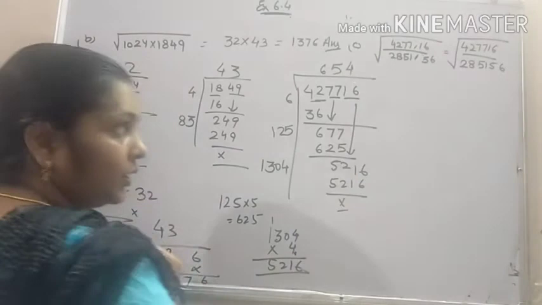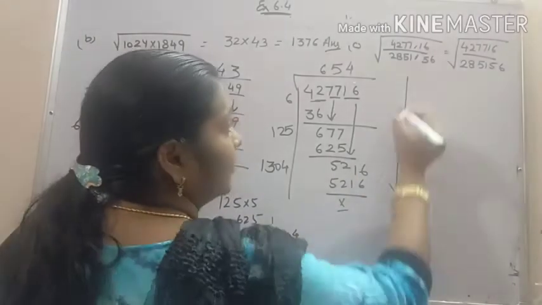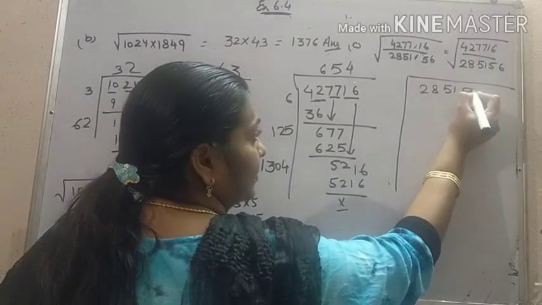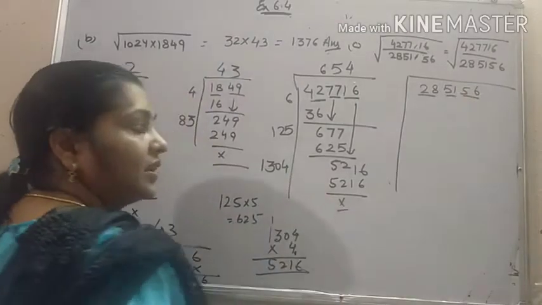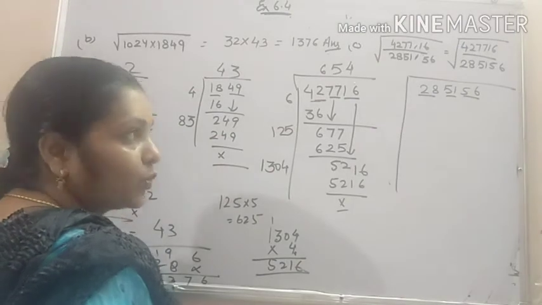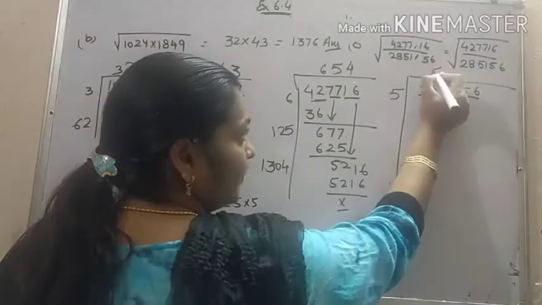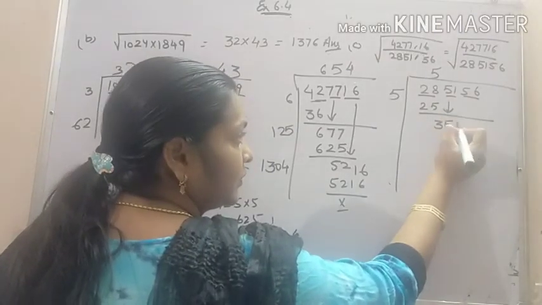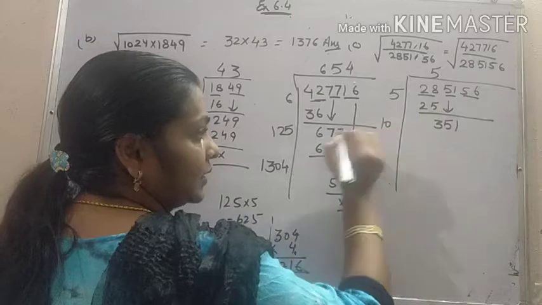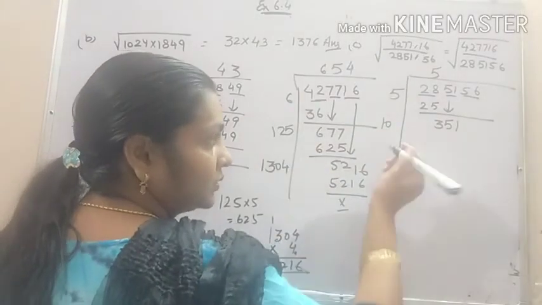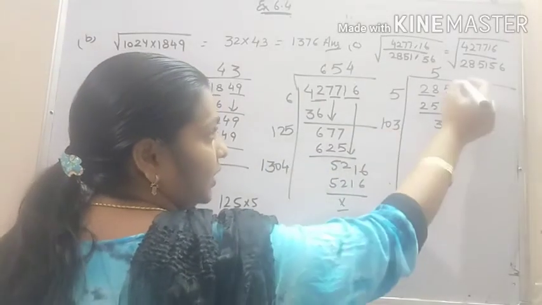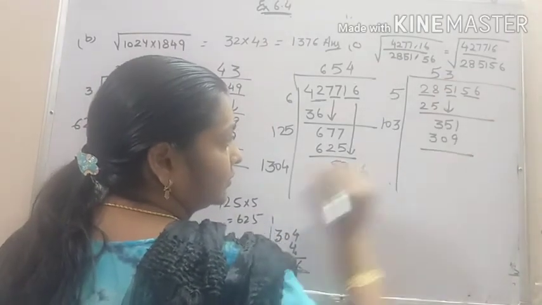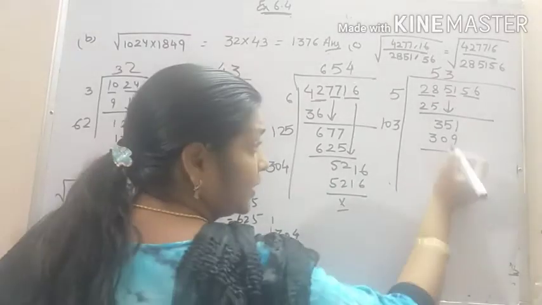5216. Okay. Let's find the root of the second number. 28 is there, so it is greater than the square of 5. 5 5s are 25. 3 will be left. Bring the next pair down. 51. Now double of 5, 10. It will go on 3. It will be 309. Okay. Do the subtraction part.